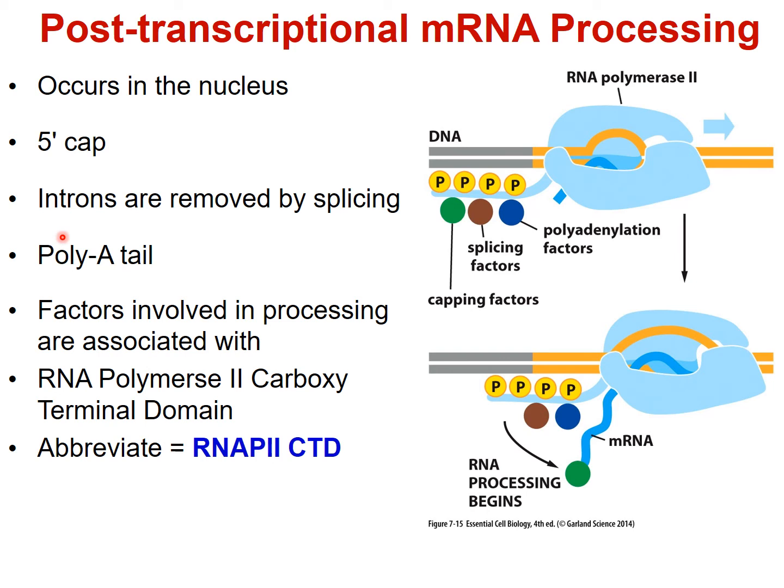Now, the factors involved with doing these different things are associated with the RNA polymerase carboxy terminal domain. As I mentioned before, this is the RNAP2 CTD, for carboxy terminal domain. So the factors are already on the polymerase, so that as the messenger RNA, shown here in the darker blue region, becomes available, the 5' end in this case, from the RNA polymerase, the factors involved in adding the 5' cap can associate with it and add the cap before transcription of the messenger RNA is done.